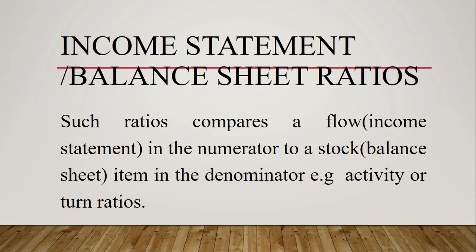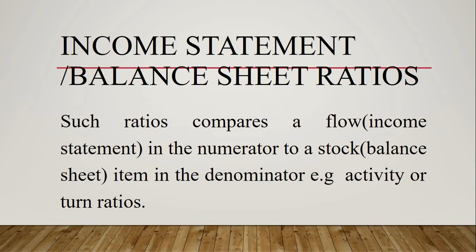And another important form of the financial ratios are income statement by balance sheet ratios. Such ratios compare a flow income statement item in the numerator to a stock balance sheet item in the denominator. For example, activity or turnover ratios.